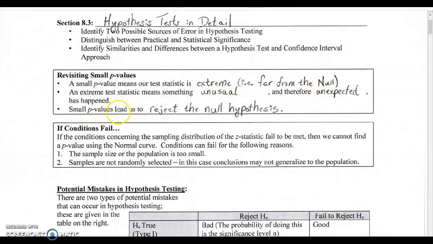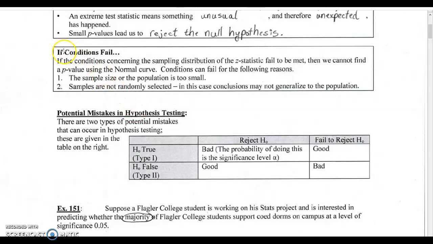So small p-values lead us to reject the null hypothesis and also state that we have sufficient evidence, enough evidence, to support the alternative hypothesis. Now, if the conditions fail, and by the conditions I mean the central limit theorem conditions, if the conditions concerning the sampling distribution of the z-statistic, the z-score, fail to be met, then we cannot find a p-value using the normal curve.